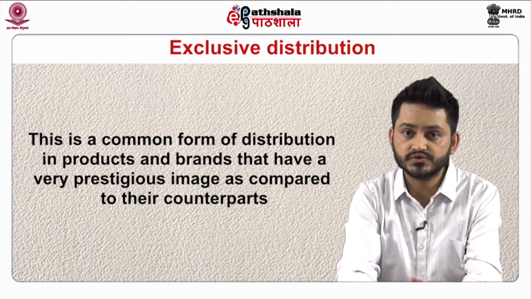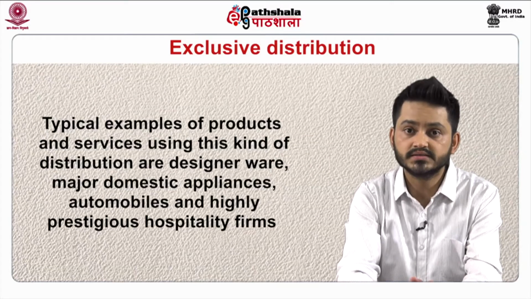This is a common form of distribution in products and brands that have a very prestigious image as compared to their counterparts. Typical examples of products and services using this kind of distribution are designer wares, major domestic appliances, automobiles, and highly prestigious hospitality firms. By granting exclusive distribution rights to only a few distribution members, the company hopes to have a tight control over different marketing activities like the intermediary's price, promotion, credit inventory, and service policies. This way, the firm also hopes to get the benefits of aggressive selling using few channel partners.